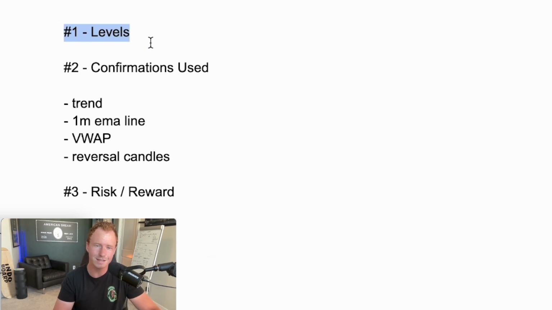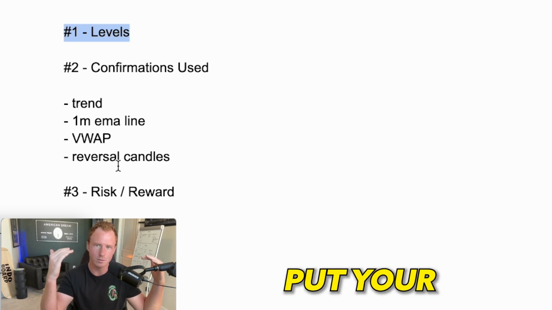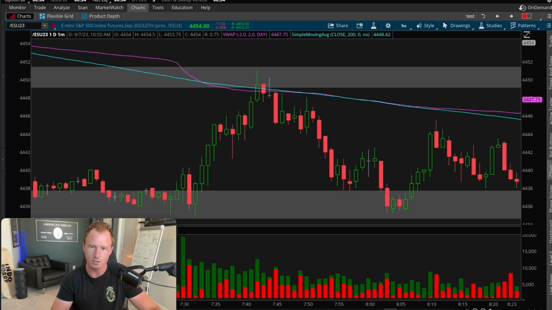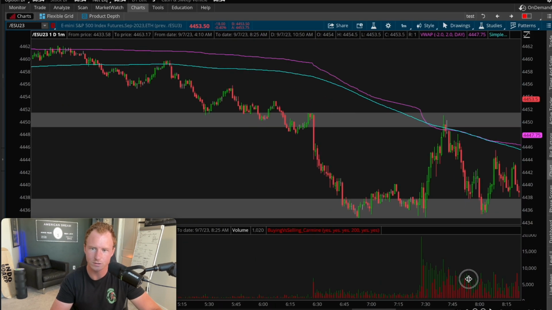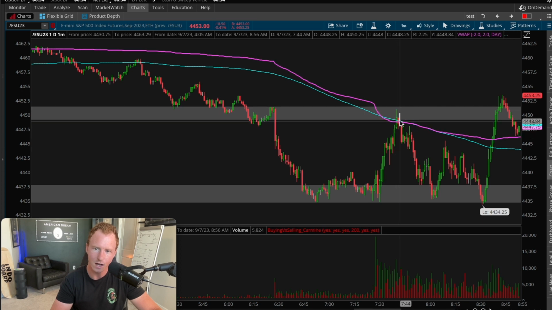Now, the reason why being in a level helps with your risk reward is because if you're in that key level, you know exactly where to put your stop loss, right? So if we go to the chart again, let me zoom out here. Basically, since I got a pretty good entry, I entered right after this candle closed. So I got my entry at around 44.48.